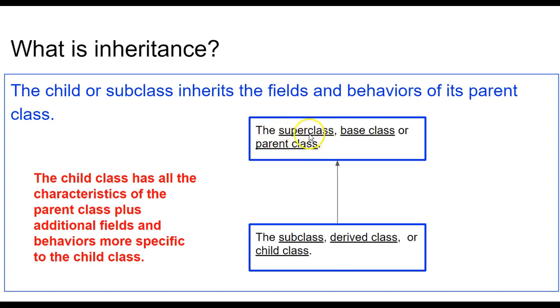The parent is called the superclass, the base class, or the parent class. The child is called the subclass, and I believe we just introduced derived class or child class. Sub, derived, or child; super, base, or parent. And again, I like child and parent. The child class has all the characteristics of the parent class plus additional fields and behaviors more specific to whatever the child class is or is about.